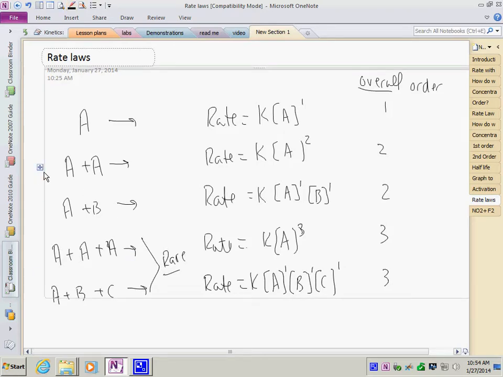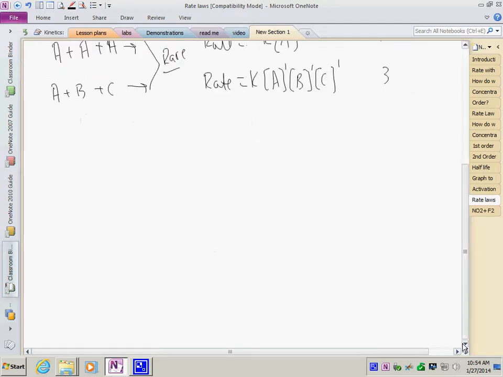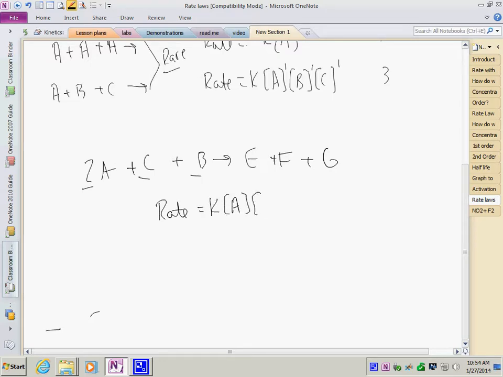Now again, I'm using the coefficients of these individuals. As I mentioned in previous videos, when you see a chemical reaction, let's just say 2A plus C plus B yields E, F, and G, just hypothetically, we can't just use our coefficients here as the rate law orders. If I were to use this rate equals k times the concentration of A, concentration of B, concentration of C, all right?